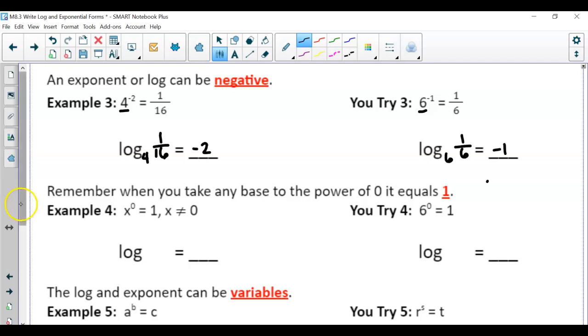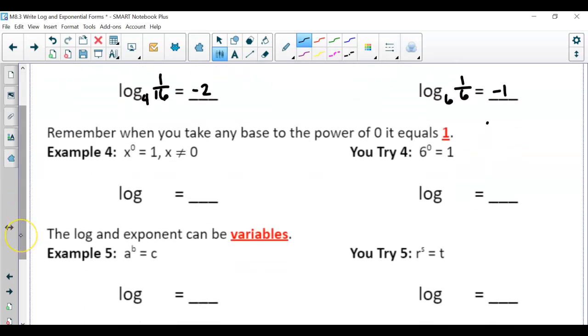Then here you just have to remember, whenever you had that power of 0, it will always equal 1, and you can still write this as a log. So here I've got log base x, because that is our base here, of 1 is equal to your exponent, which is 0. So go ahead and pause the video and try this on your own. Here you've got log base 6. So log base 6 of 1 is equal to your exponent of 0.